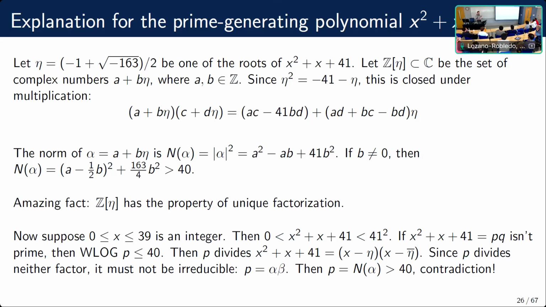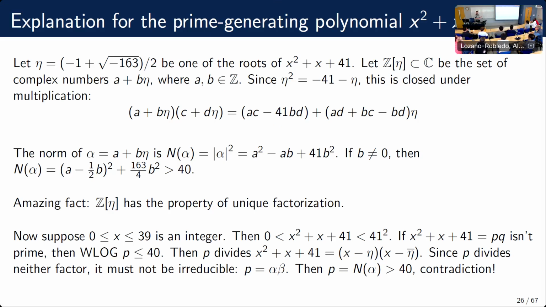And then the same kind of logic is going to apply. If p divides neither factor, then I guess it has to factor itself. It can't be irreducible, so it has to factor. p is alpha times beta. Take the norm of both sides, and you're going to quickly see that p squared is the product of two numbers. Neither of them is 1. So p has to be the norm of both of them. But the norm is bigger than 40, but it's also less than or equal to 40, and so we've got a contradiction.